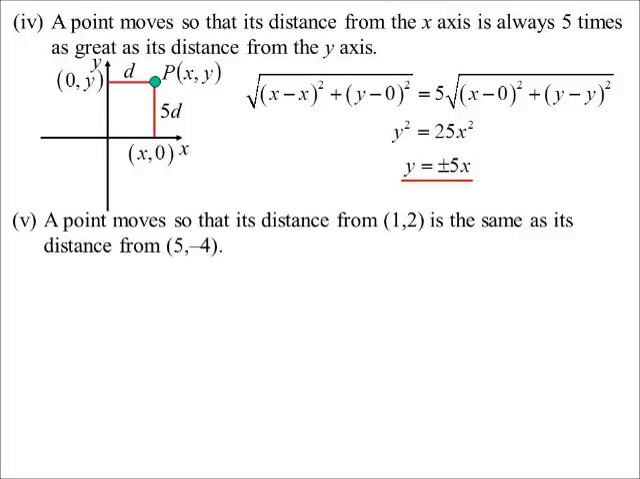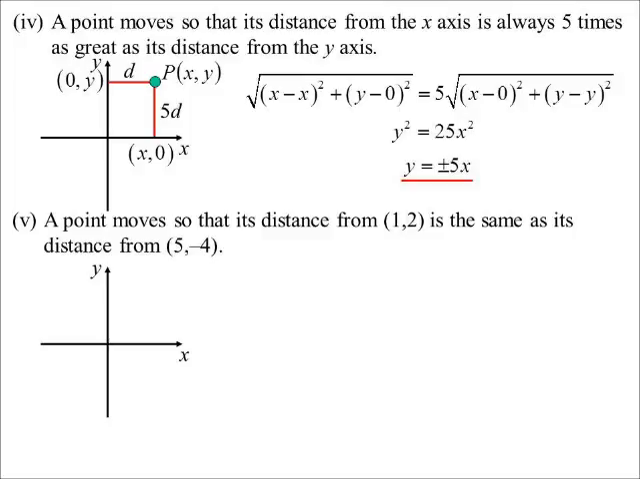A point moves so that its distance from one point, (1, 2), is the same as its distance from another point, (5, -4). What sort of shape am I going to end up with? So I've got to move so that my distance from these 2 points is always the same. What is it? Be brave, say it loud. It's definitely a line. What's special about the line? Anyone know? It will turn out to be the perpendicular bisector.